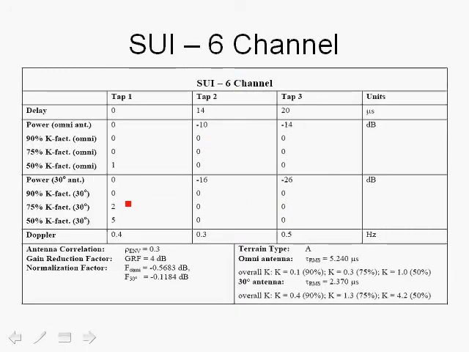SUI-6, again low K factors. The delays are large in this case, 14 and 20 microseconds. You can again compute the delay spread using the power delay profile here. Again, terrain type A with a lot of loss. In this case, low K factor with non-line of sight.